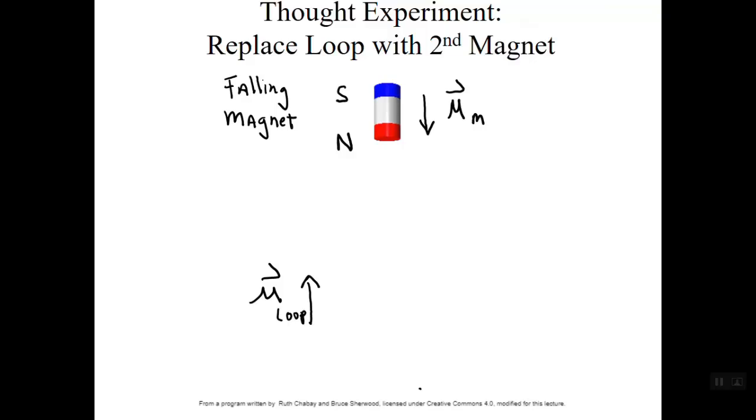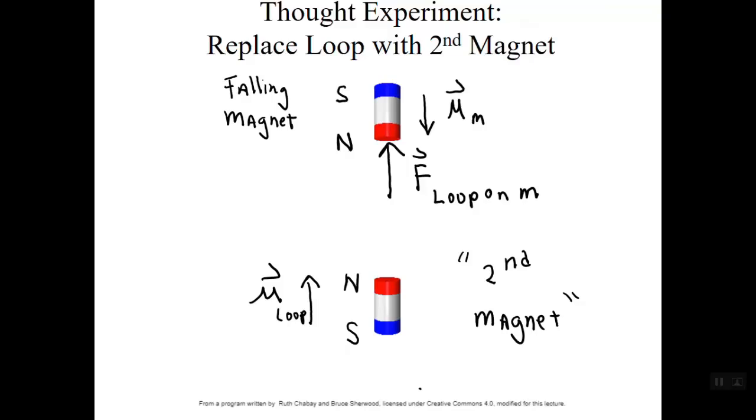Imagine we replaced the current loop with a second magnet with the same vector dipole moment, vector mu loop. The imaginary second magnet would have to be oriented as shown, with the north pole above the south pole. Now that means the two magnets have the same kind of pole, north in this case, pointed toward each other. So the force on the top magnet, the falling magnet, would have to be pointed upward.